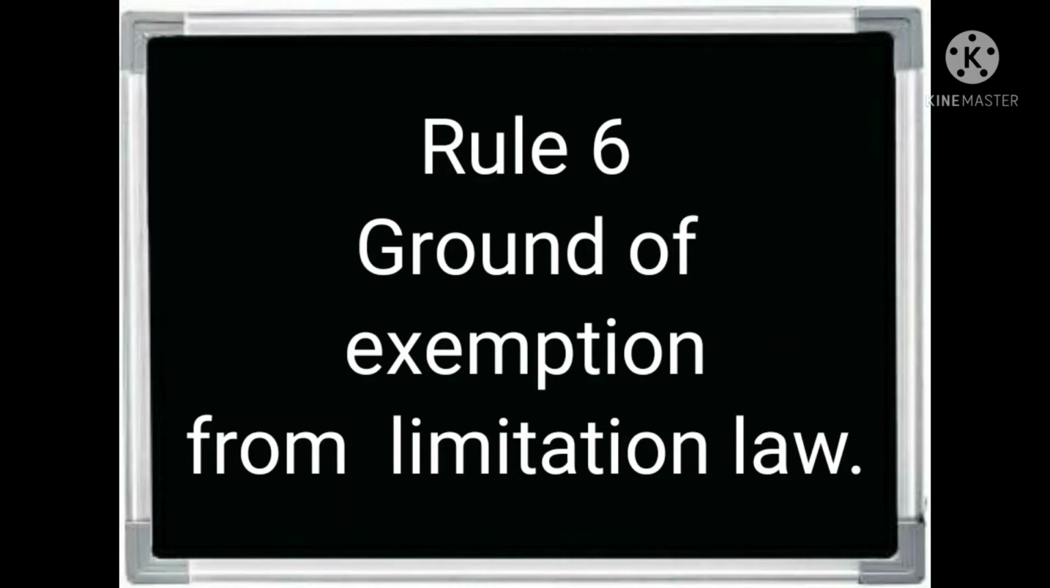Next, an important rule is Rule 6, in which the ground of exemption from limitation is given. We have already read in the Limitation Act Section 5, which talks about condonation of delay. So, if the court is satisfied that there is a ground for condonation of delay, it can exempt us and permit us to file a suit after the expiration of the period. But Rule 6 says that where the suit is instituted after the expiration of the period prescribed by the law of limitation, the plaintiff shall show the ground upon which exemption from such law is claimed.